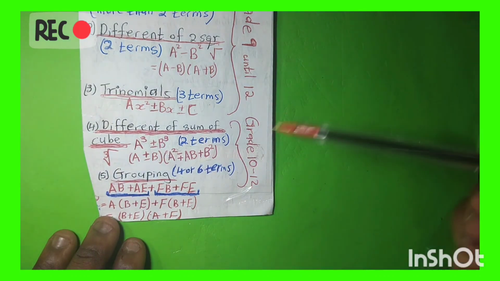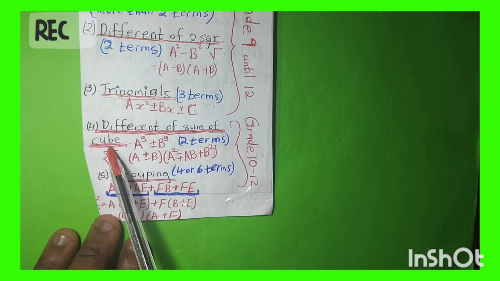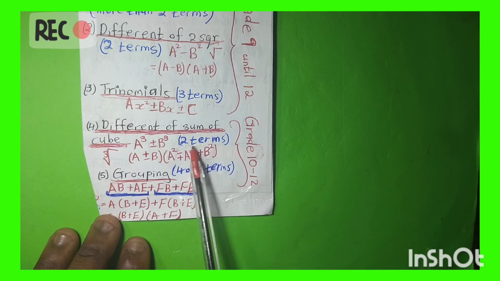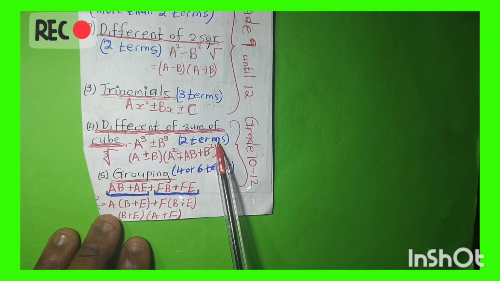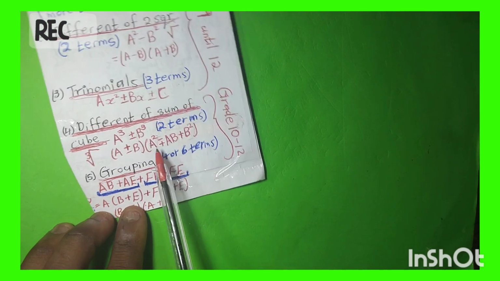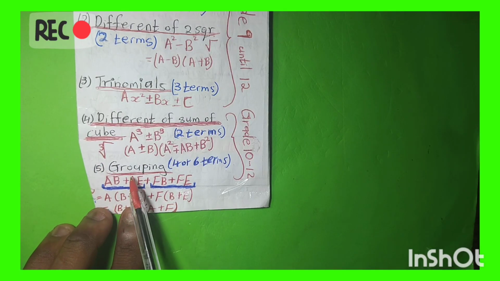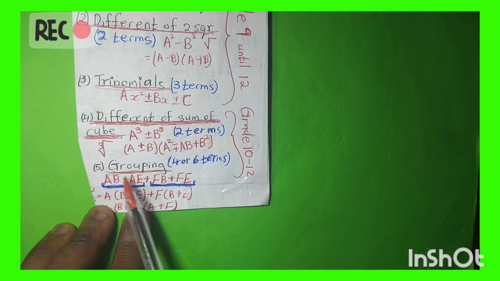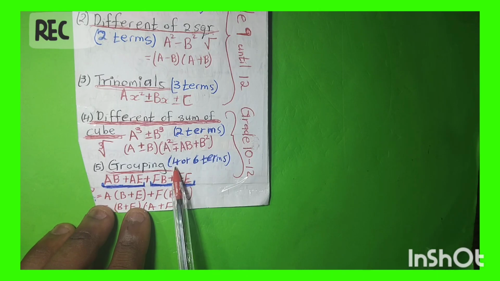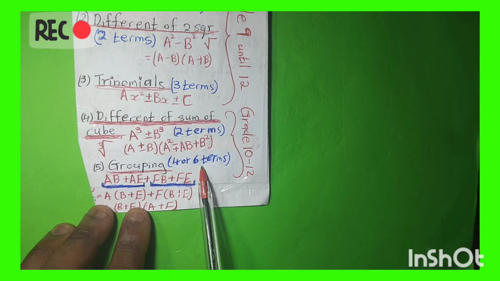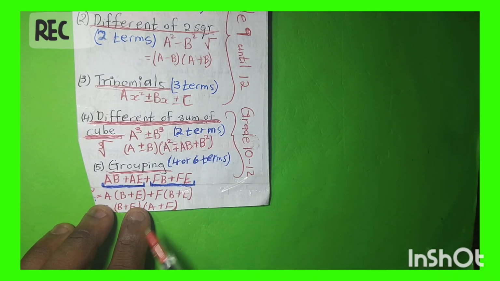But in grade 10 you will start doing difference and sum of cubes, which you only apply if you have two terms and if you are able to take the cube root. And also we have what we call grouping. You apply grouping if you have 4 or 6 terms. If you have 4 or 6 terms, you will do a grouping, something like this.